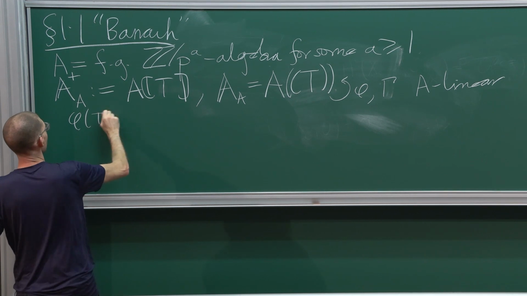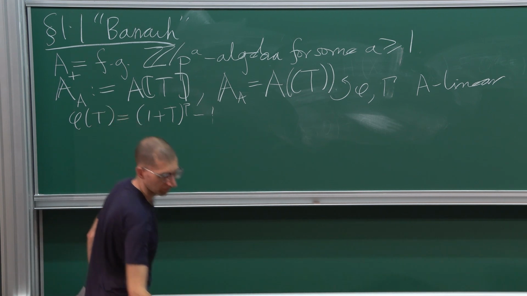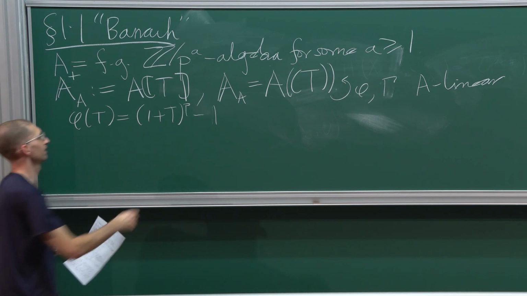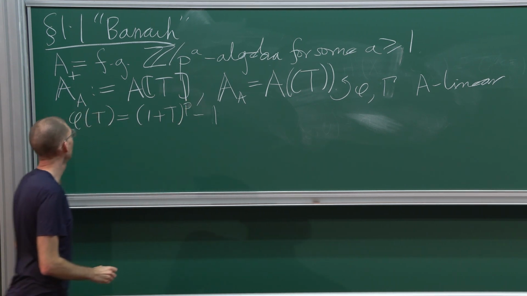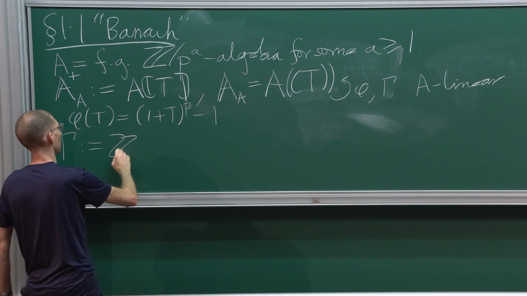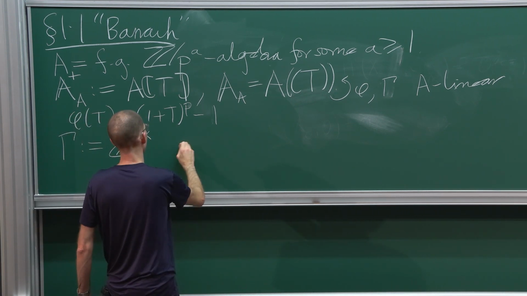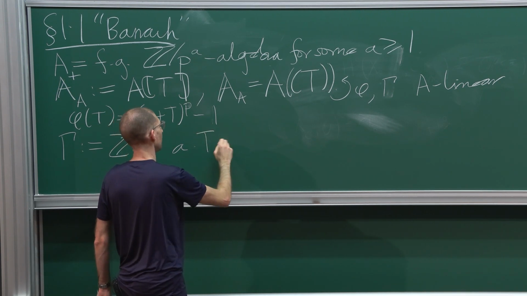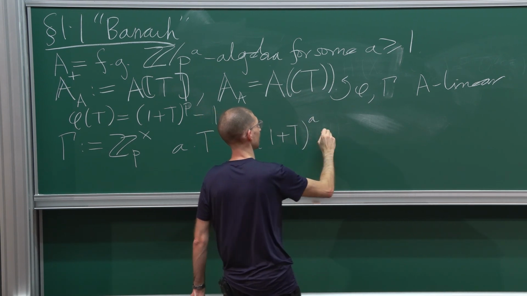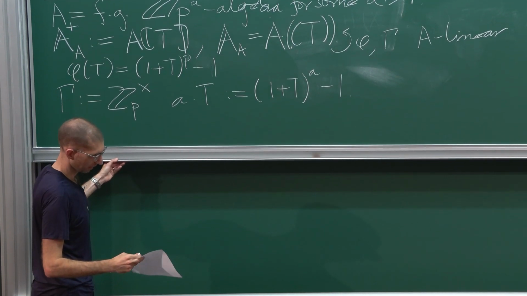And phi of t is 1 plus t to the p minus 1. Sorry. So in other words, phi of 1 plus t is 1 plus t to the p. Let's see if I can make that a little clearer. And gamma is just the group Zp star, and it's acting in the same way. So an element in here acts on t by the sort of binomial expansion, if you like, of 1 plus t to the a minus 1. So those commute.